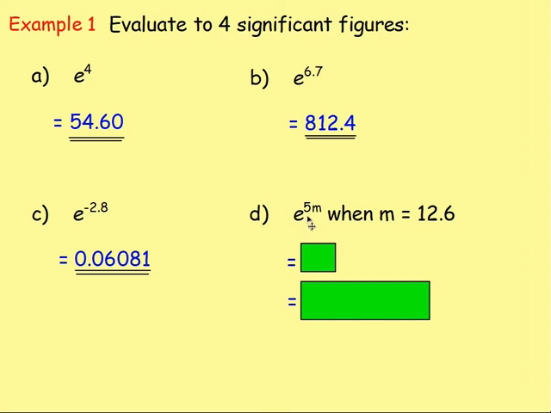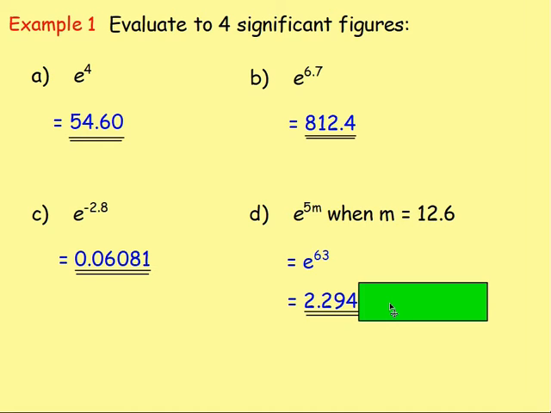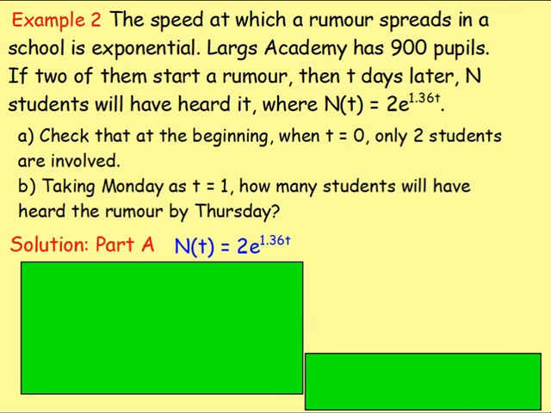Let's try another one, e to the power of 5m, where m equals 12.6. How would you do this one? Work out 5 times 12.6 first of all. That will give you 63. Work that out to 4 significant figures. e to the power of 63, you get 2.294, but you also get times 10 to the power of 27. You get a massive number for that one. Okay, huge number.